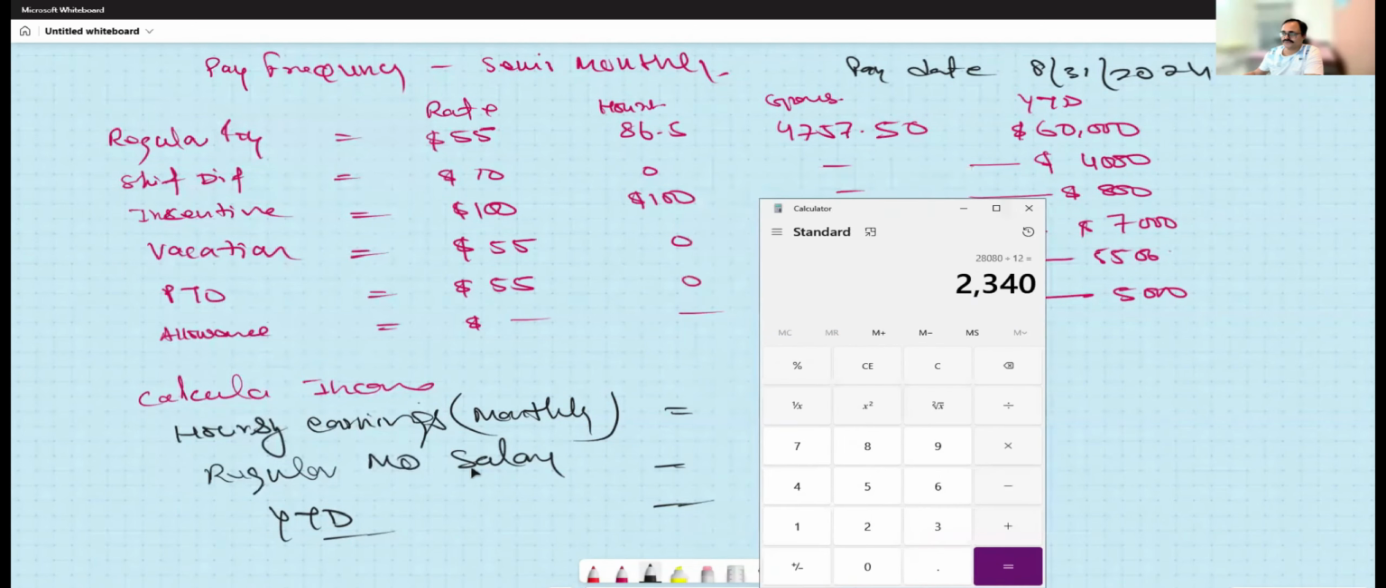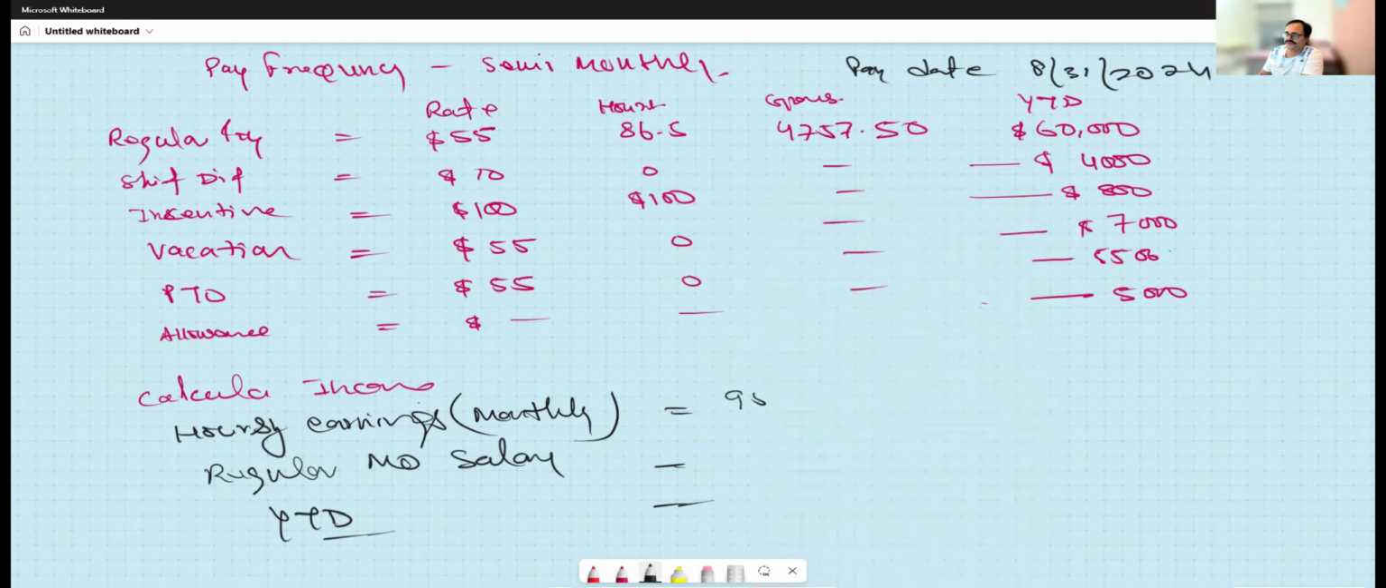Okay. Hourly earnings monthly. 55 is the rate. Multiply by 40, by 86.5. Whenever we calculate rate per hour, we will multiply it by 40, multiply by 52, divide by 12. That is 9533. Hourly formula will remain the same. What is the hourly formula? Hourly rate multiplied by 40, multiplied by total number of weeks, and divided by 12. This is going to remain the same every time.